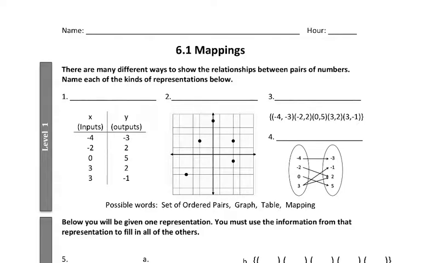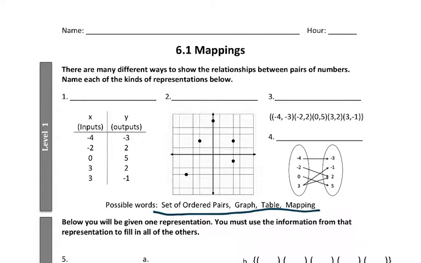So this very first assignment is about mappings, and it's trying to show you different ways to see inputs and outputs together. If you look at level 1, we're just supposed to talk about different ways in which these input-output relationships are seen. And here's the set of words that we need to use, and let's go ahead and do that.